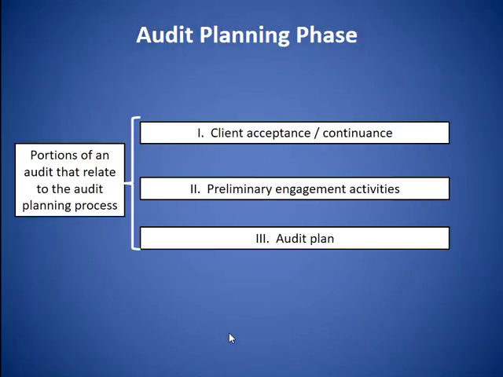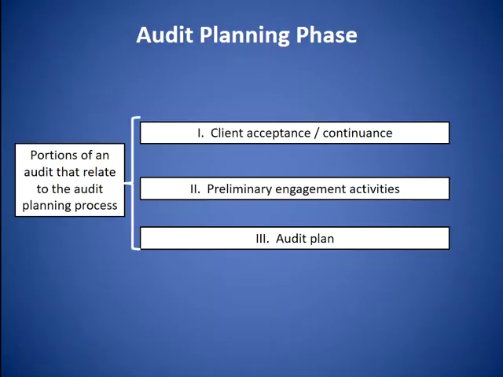Okay, now we're actually going to start talking about audit planning. And we're going to start talking about the audit planning phase. And the audit planning phase consists of three major activities. The first one is what we call client acceptance and continuance. Acceptance means a new client. Continuance means an old client that we're going to consider for the new year.